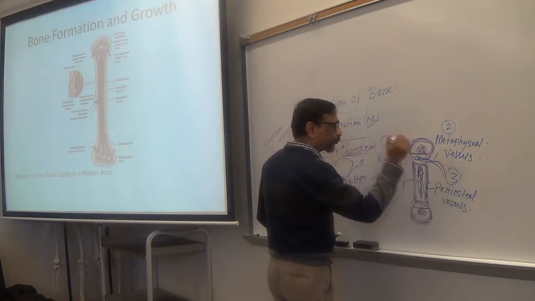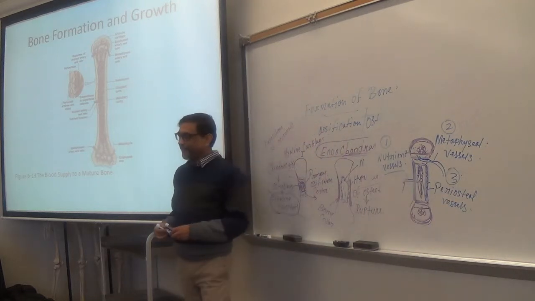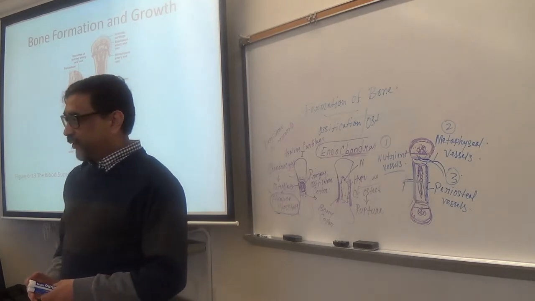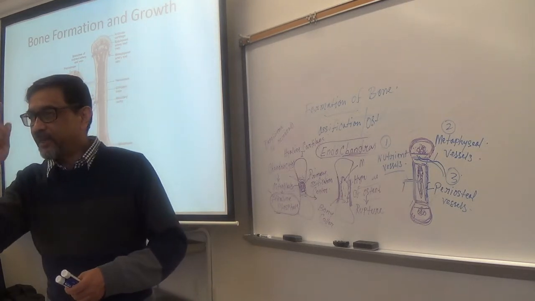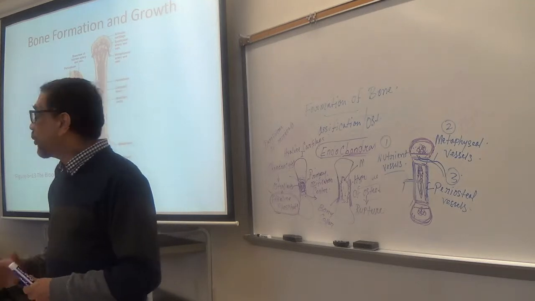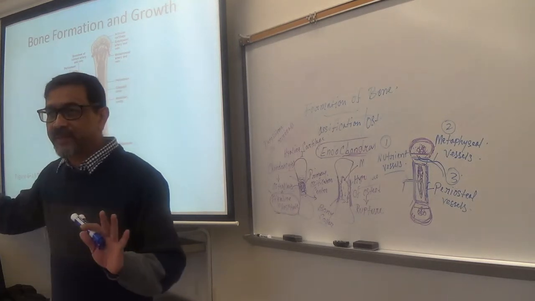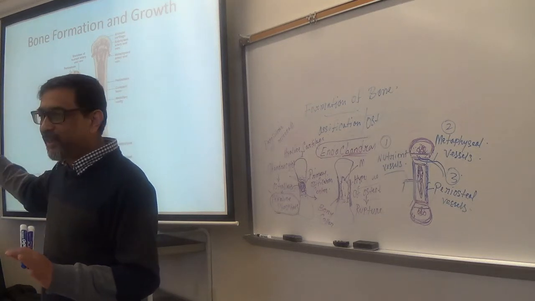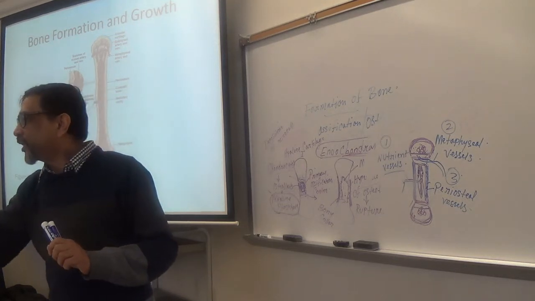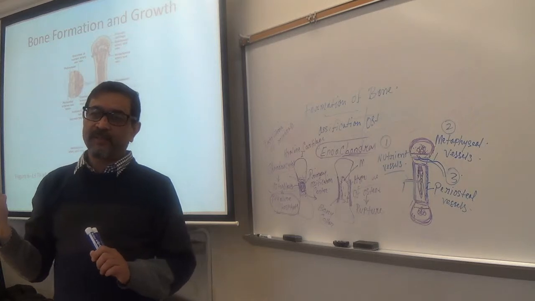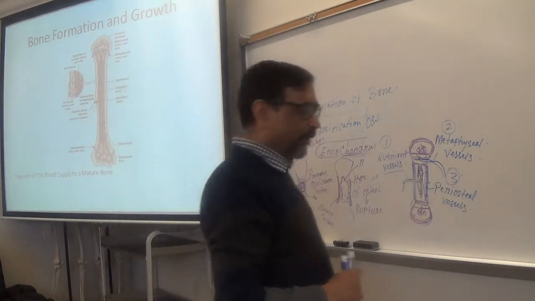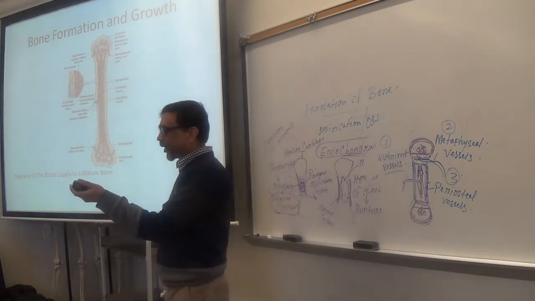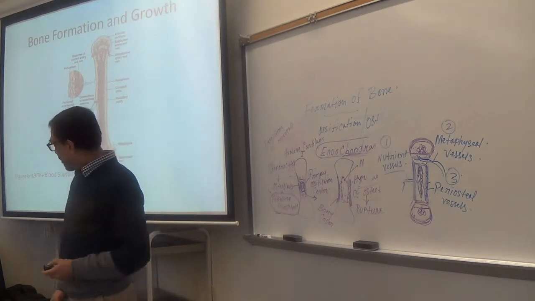Okay, make sense? So if I ask you the shaft part, inside the shaft gets blood from which blood vessels? Nutrient. Make sense? The end parts, metaphyseal. Is it clear? And the outer part of the shaft, periosteum. Is it clear? Okay. So those are three sets of blood vessels supplying blood to different parts of the long bone.